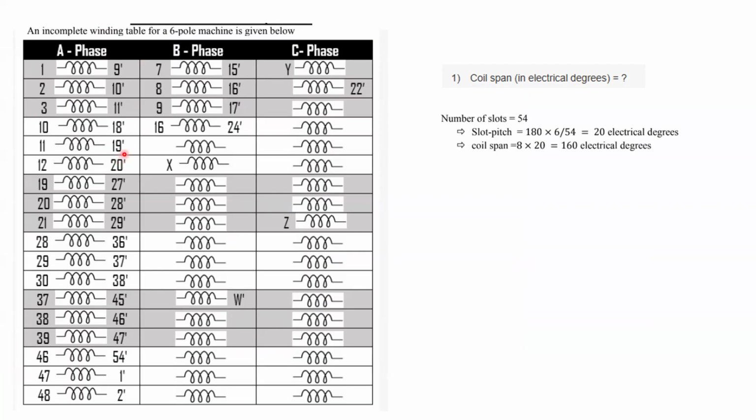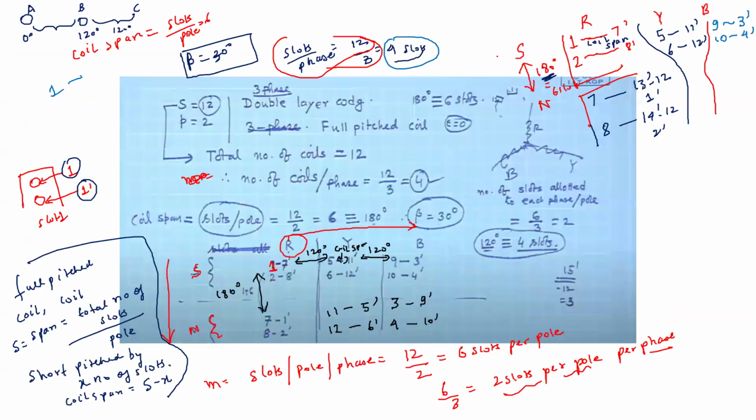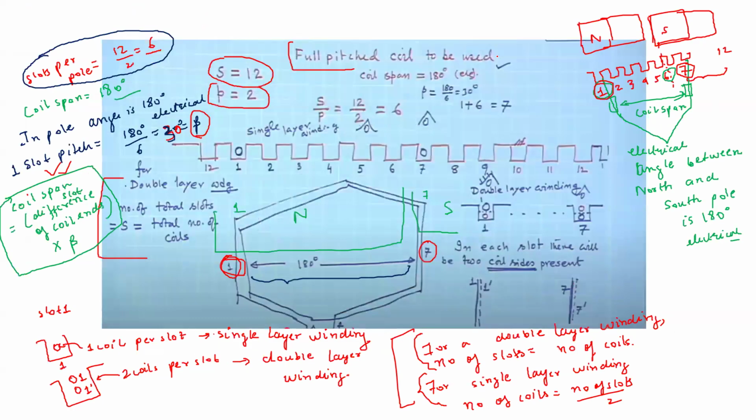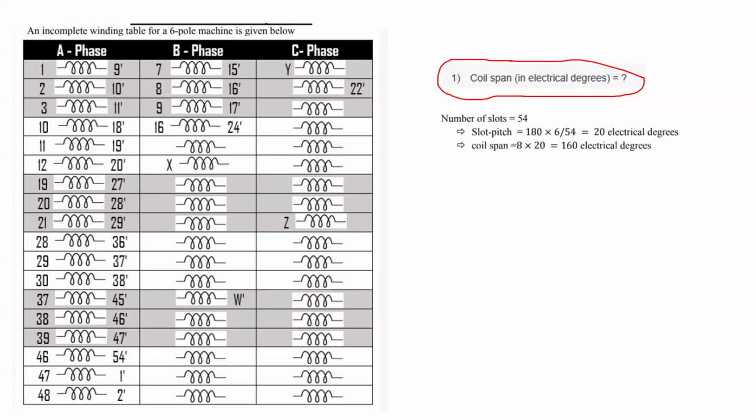So first of all, they are saying that this is a six pole machine. Now the very basic question which they are asking you is the coil span, which I also said is the first thing you have to find, along with beta. These are the important things which you will be using continuously for these kinds of questions. So you have to understand what the coil span is and what beta is. Okay, so let us see now.